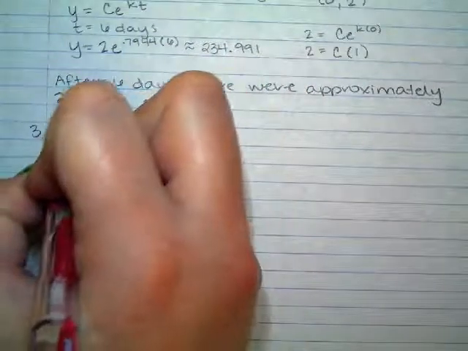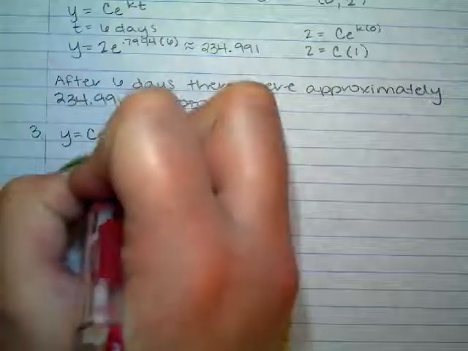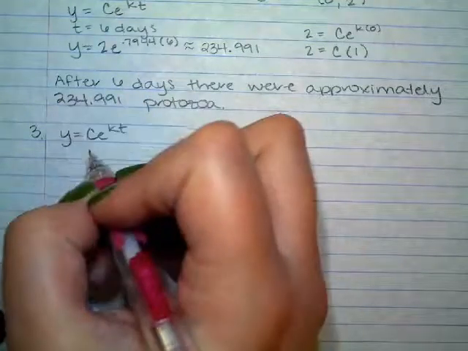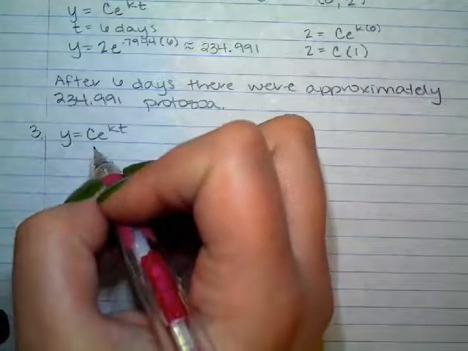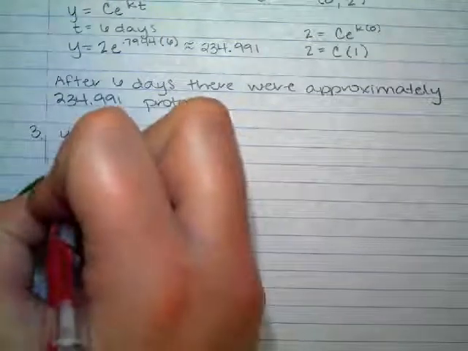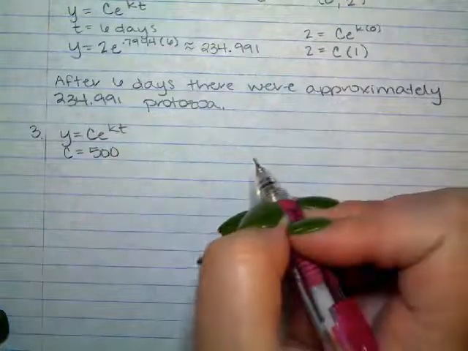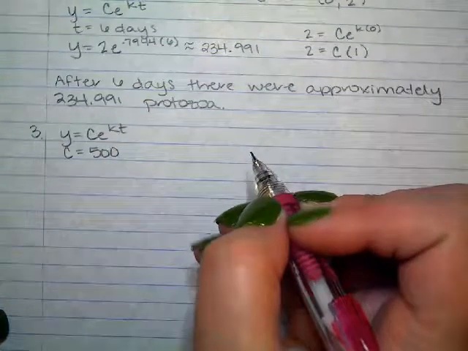Okay. I always write out the formula. I don't know why. I think it's a compulsion. Okay, so they say we start out with 500, so what are they telling us? C. Okay, and then they say after 3 hours there are 8,000. So what are they giving us?